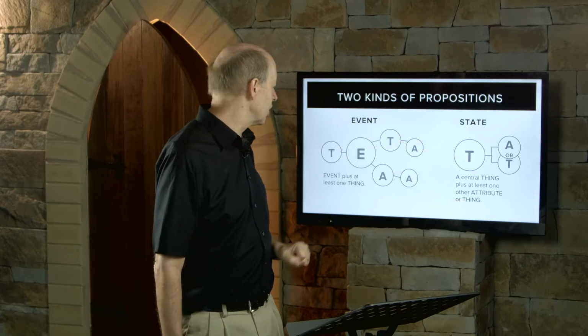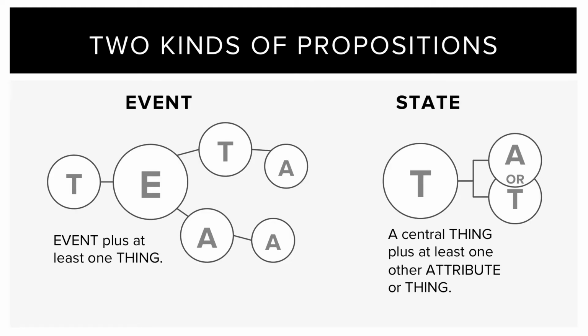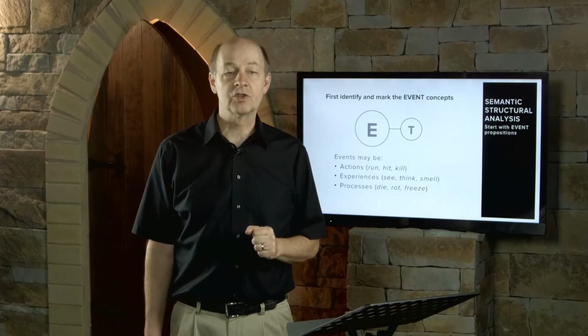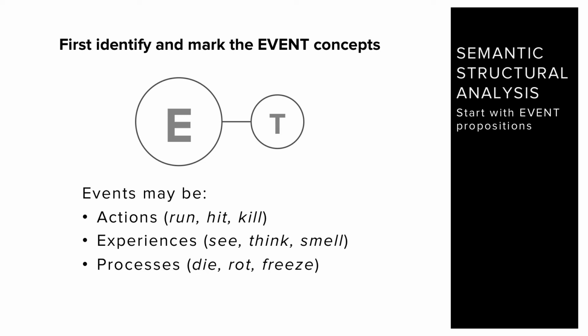In state propositions, a thing concept will be central, and there will be at least one attribute or one thing concept attached to it. And then, of course, there could be other thing and attribute concepts attached as well. So when we do a semantic structural analysis, the first thing we generally do is identify and mark the events, the semantic events. That's usually the easiest place to start. Events are generally fairly easy to recognize.